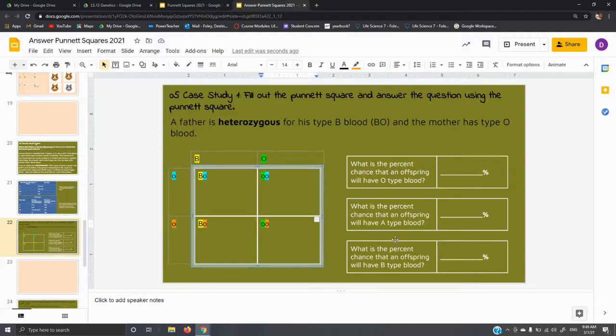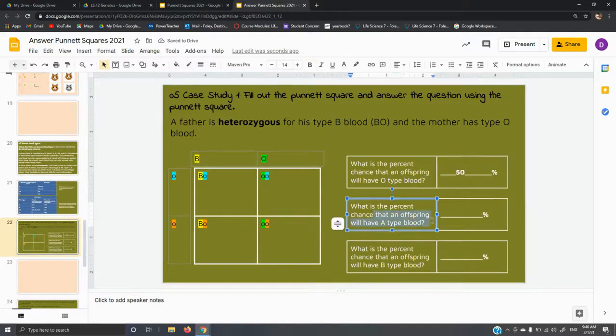So now we're going to look at the percent chance that an offspring will have different types of blood. So what is the percent chance that an offspring is going to have O-type blood? So how many of these offspring are going to have O-type? So it's 2/4 or 50%.